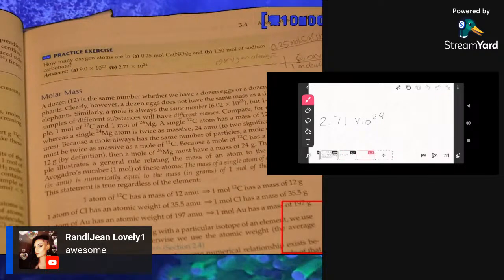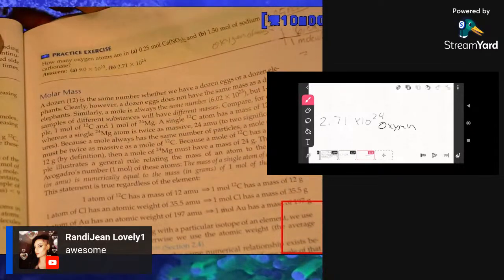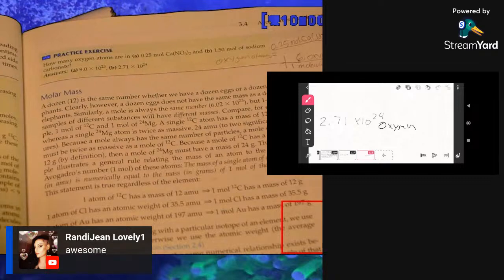Okay, and that's how you get that number. Bam. All right, so that's how many oxygen. And that's pretty much it. All right, so molar mass.